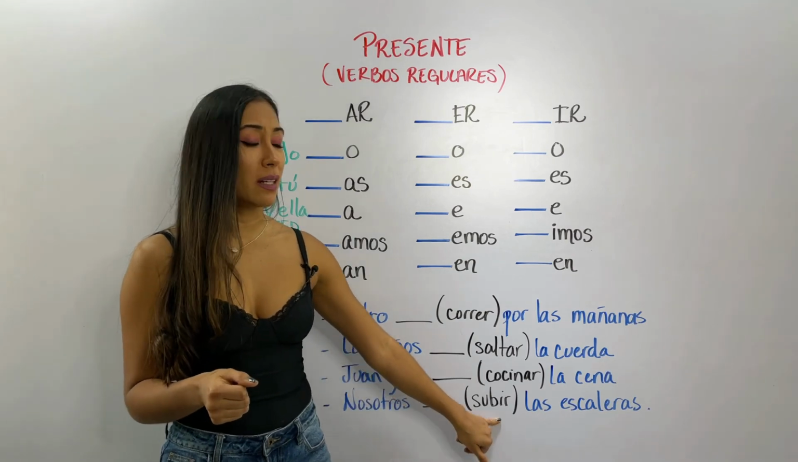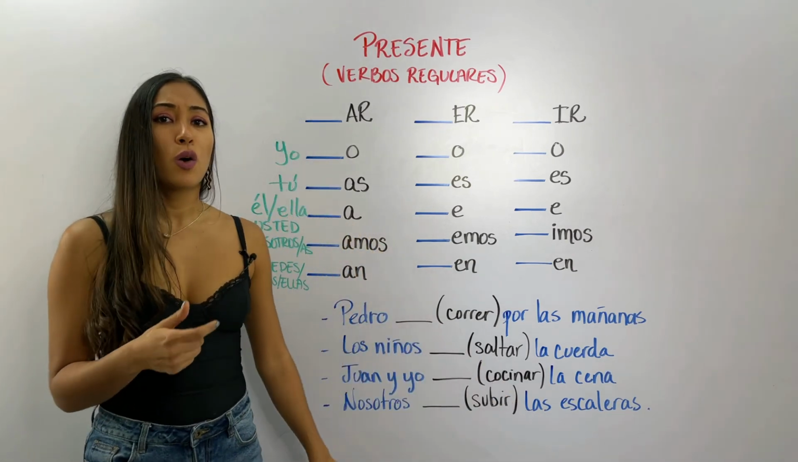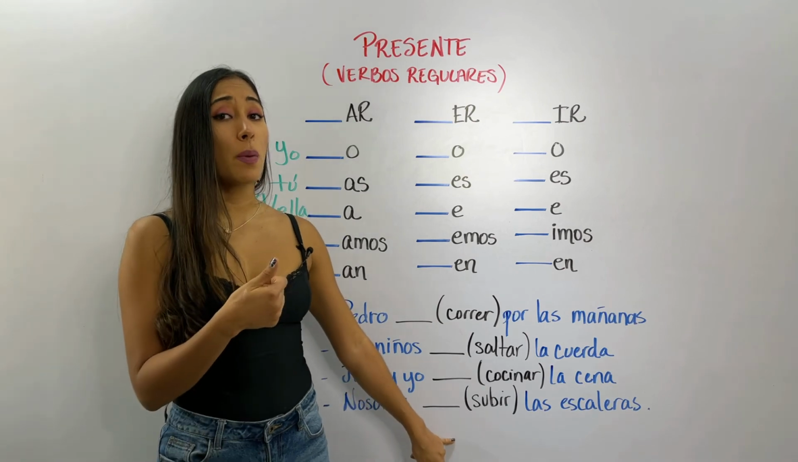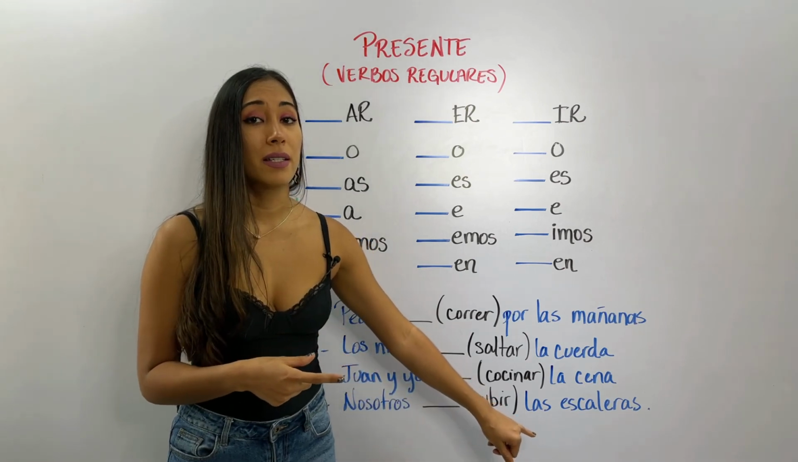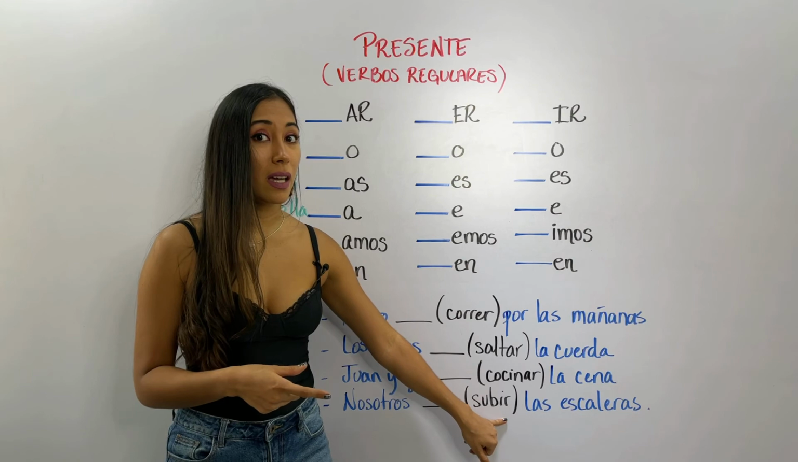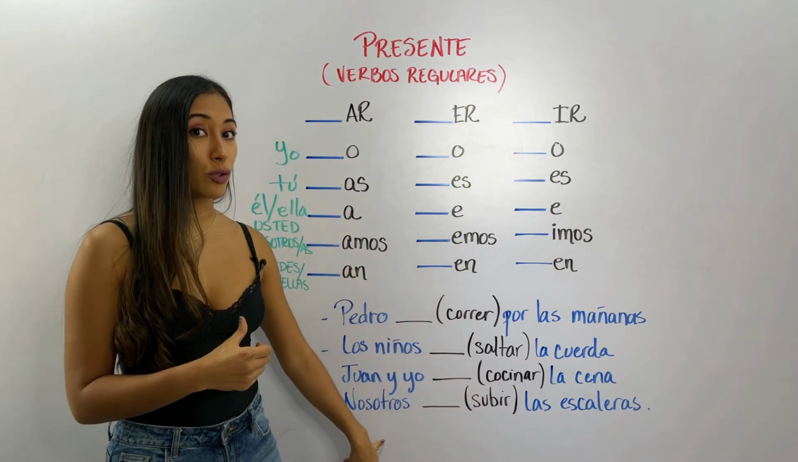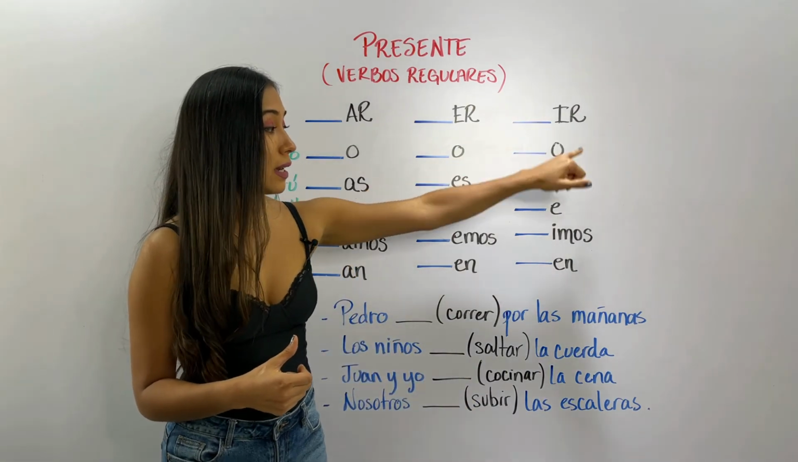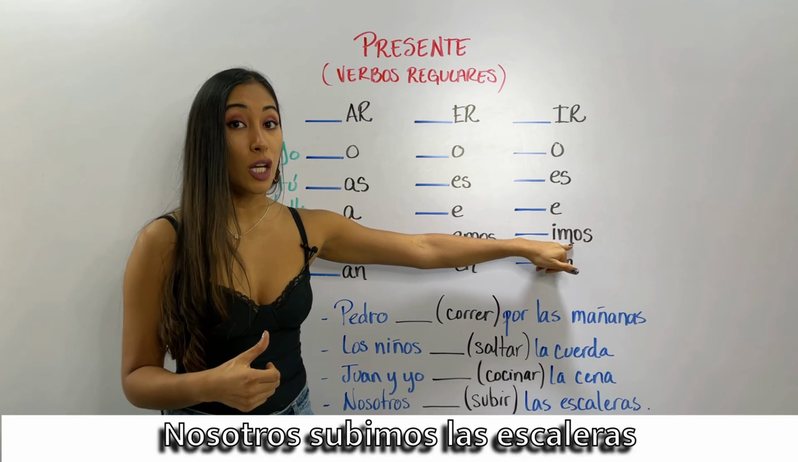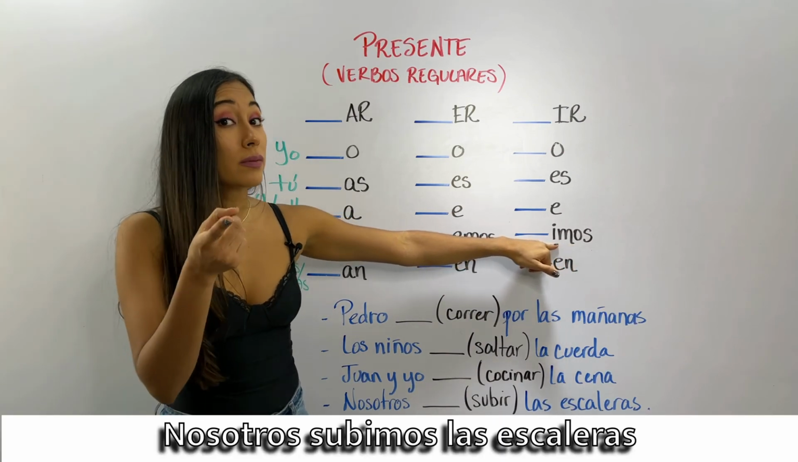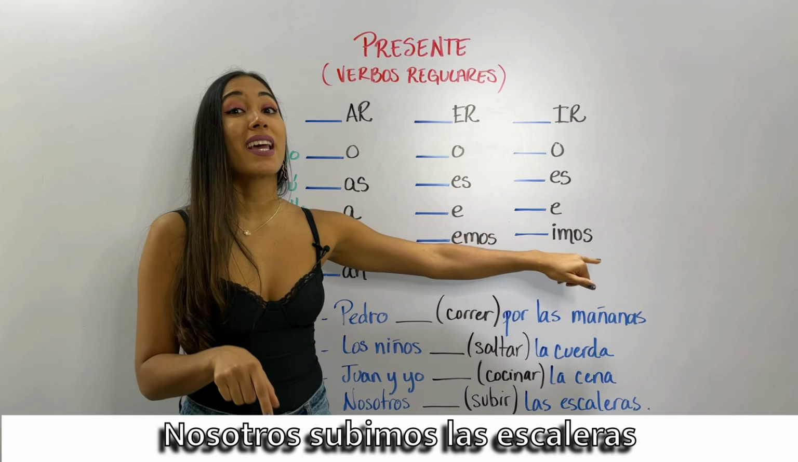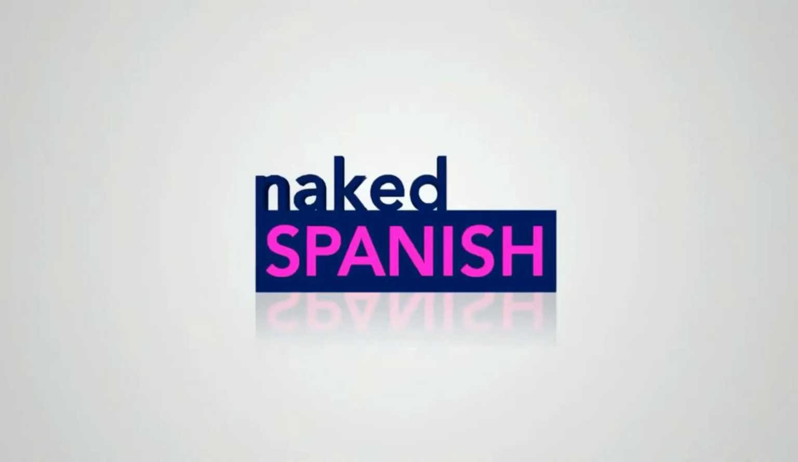And now the last one. Nosotros subir las escaleras. We to go up the stairs. Subir, -ir. Nosotros, we. -ir, nosotros, ¿sí? Nosotros subimos las escaleras.